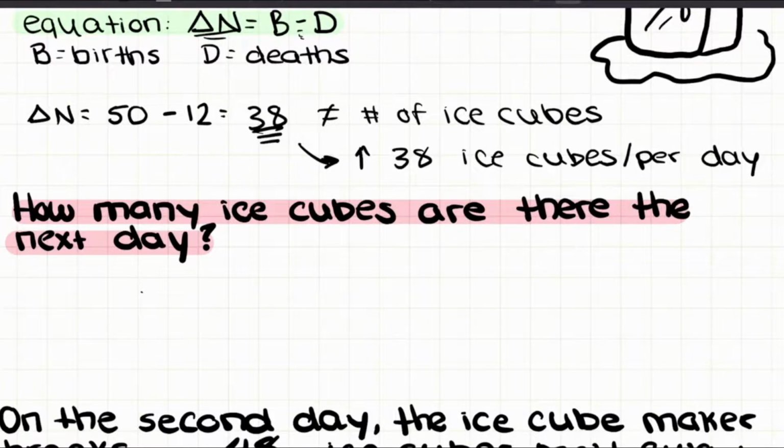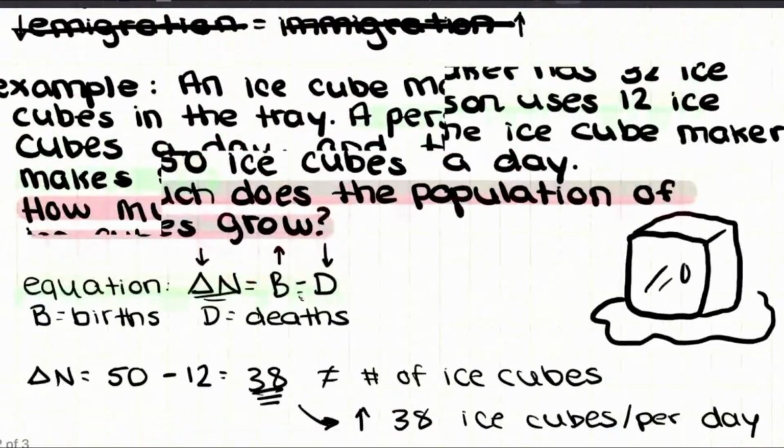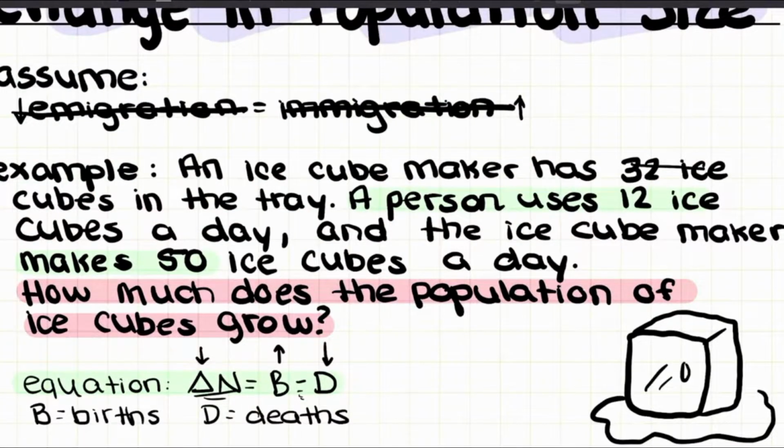Well, this is normally a pretty specious question if we don't have all of the relevant information. However, we do have the relevant information. In order to figure out how many ice cubes there are going to be by the beginning of the next day, we need to know how many ice cubes we started with. And we do know that. That's where these 32 ice cubes that we had in the tray to begin with came from.